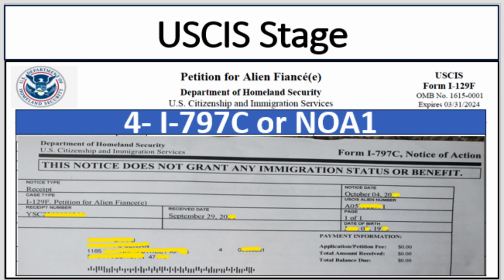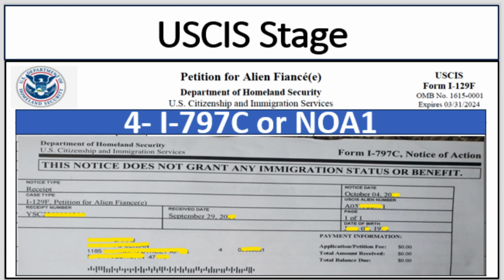The most important one is the receipt number. That's what you need to check for your status, and also the notice date. So once you receive the I-797, you now have the receipt number. It's time to check for your status.